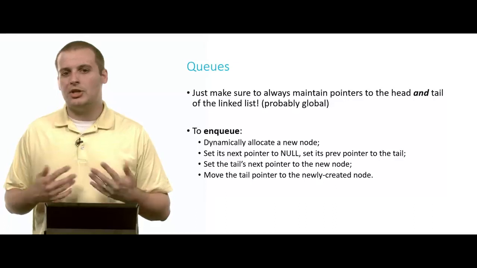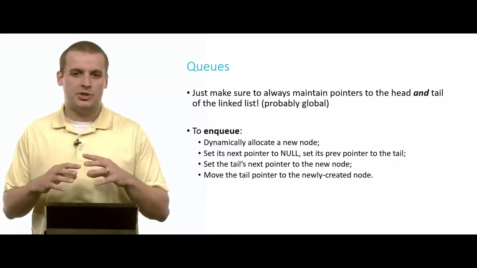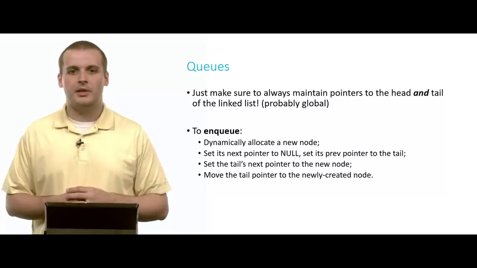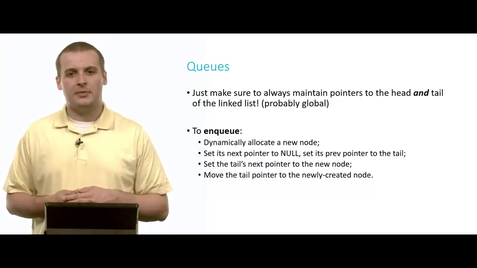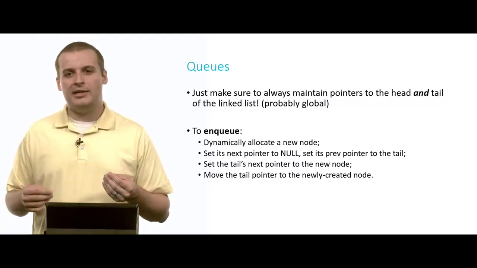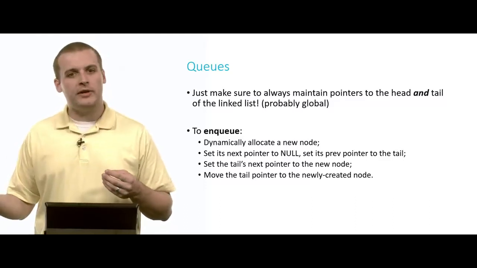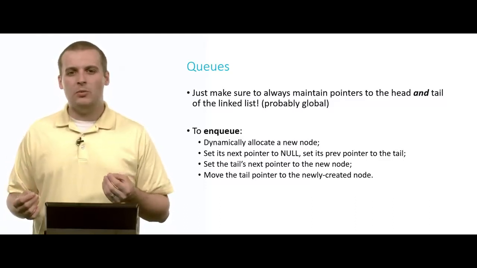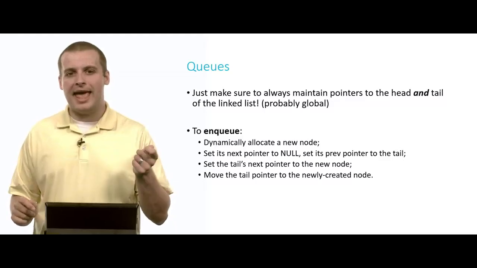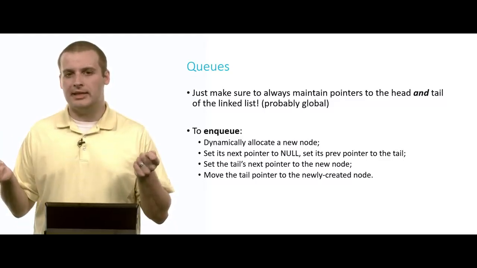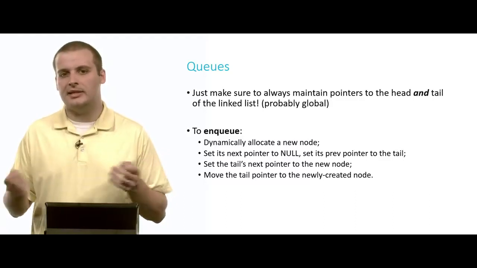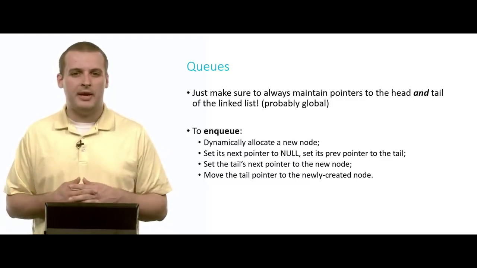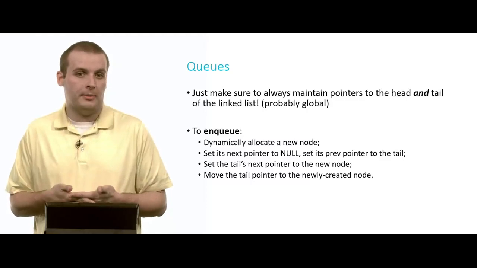If we want to enqueue, now, again, we're switching to a linked list-based model here. If we want to enqueue, we want to add a new element. Well, what do we need to do? Because we're adding to the end and removing from the beginning, we probably want to maintain pointers to both the head and the tail of the linked list, tail being another term for the end of the linked list, the last element in the linked list. And these will probably, again, be beneficial to us if they are global variables.